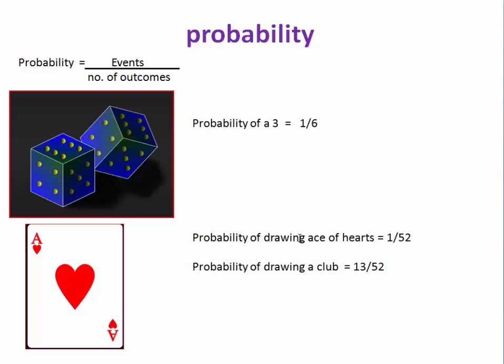The probability of drawing an ace of hearts out of a pack of cards is 1, because there's only one ace of hearts out of a pack of 52 cards, so 1 divided by 52. The probability of drawing a club: the number of cards that have a club on them is 13 in a pack of cards. The total number of cards, or the number of outcomes, is 52. So the probability of drawing a club is 13 divided by 52.